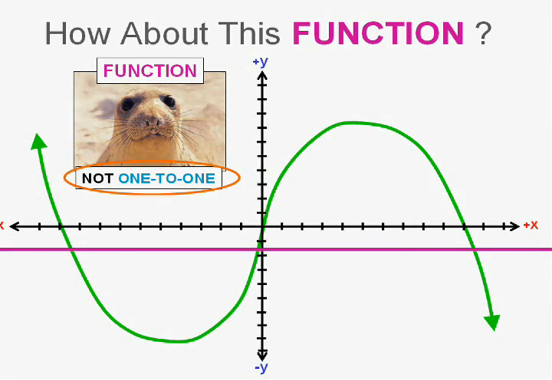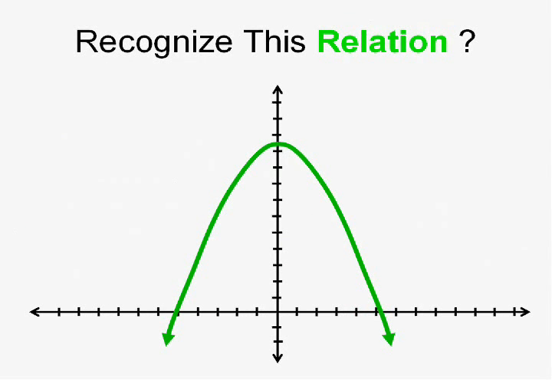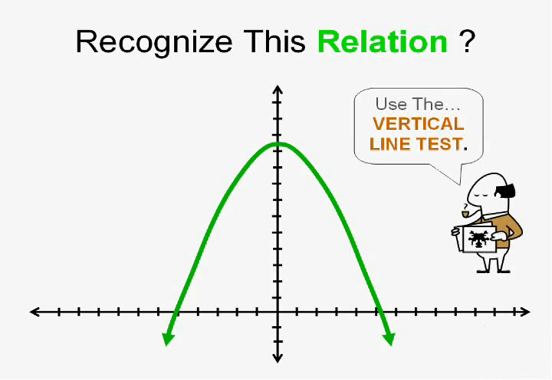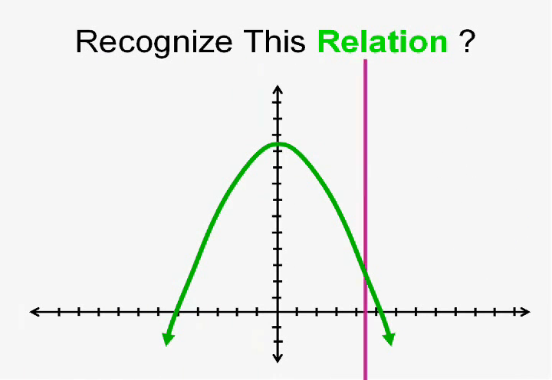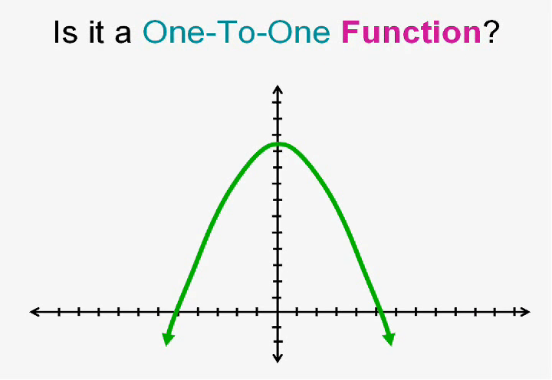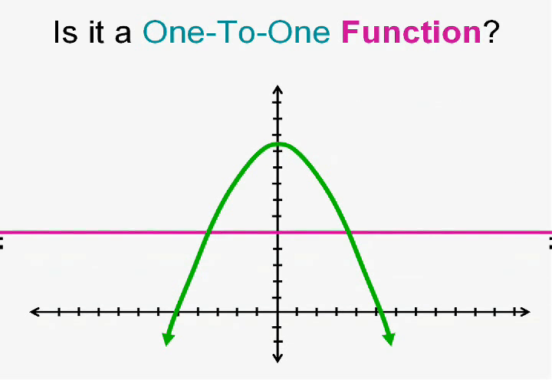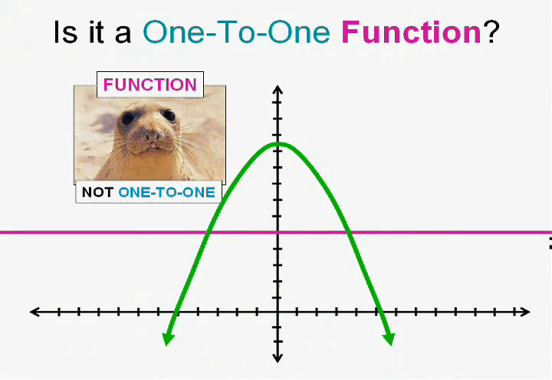Do you recognize this relation? It's a parabola. A quadratic parabola. It passes the vertical line test, so it is a function. It's a quadratic function. Is it a one-to-one function? Well, let's try the horizontal line test. As you can see, it's not a one-to-one function.